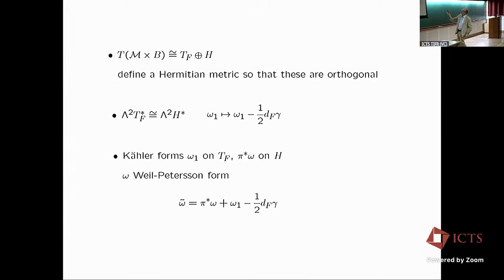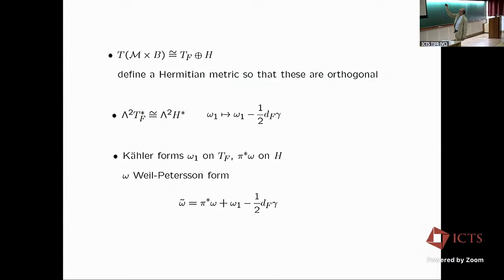So we think of the two forms on the fiber as isomorphic to the two forms on the horizontal space. So if we take omega 1, the Kähler form for the fiber, and we want to make it into a two form on the total space, we have to use a connection. If we use the connection A, then that becomes replaced by this expression here.